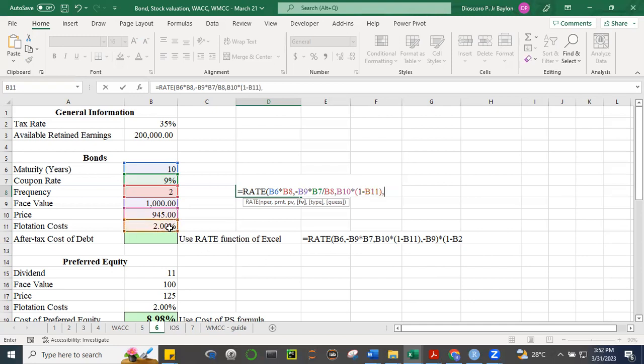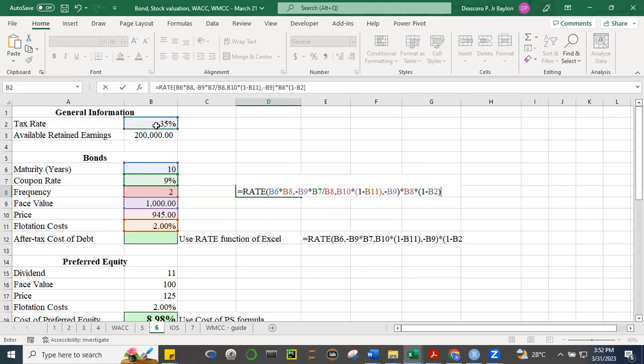Okay? Then your future value is also negative 1,000. At the end of the 10-year period or 20-year semi-annual period, ang babayaran pa rin natin 1,000. Okay? And then we net this against the tax rate. And we have to multiply this by 2, kasi semi-annual to eh. This will be a semi-annual rate, so you have to convert it into an annual rate. And then we net this against the tax rate, 1 minus 35%.